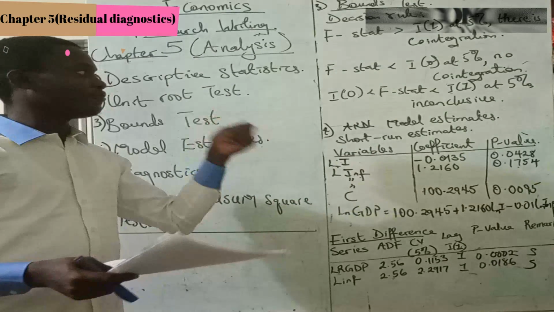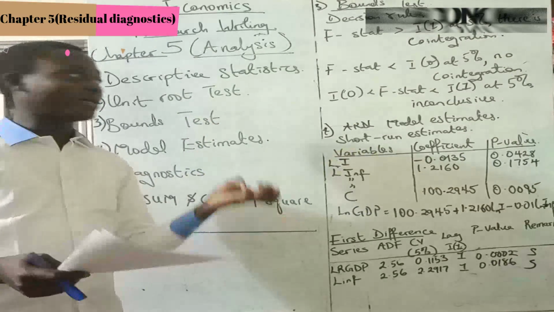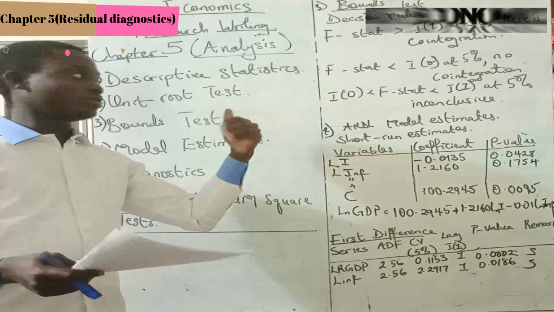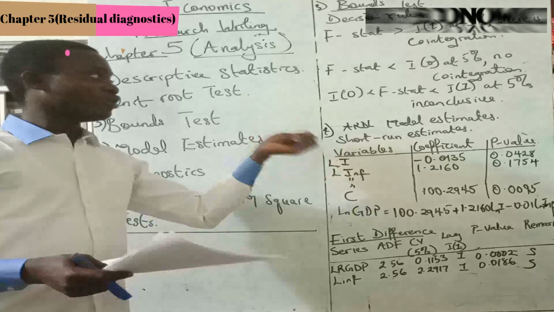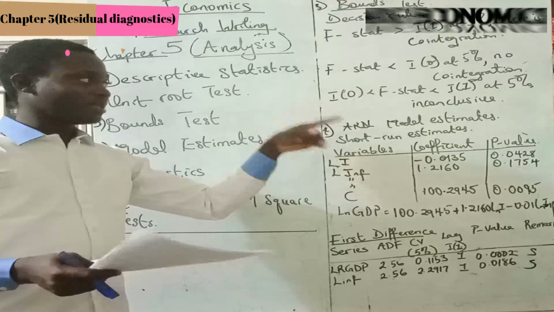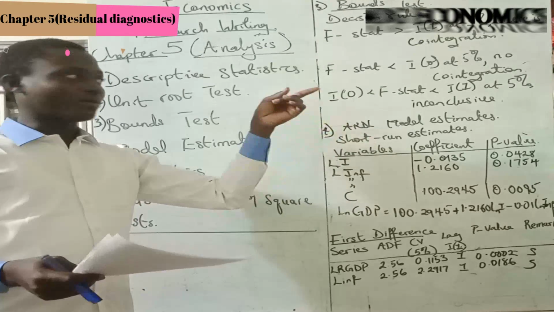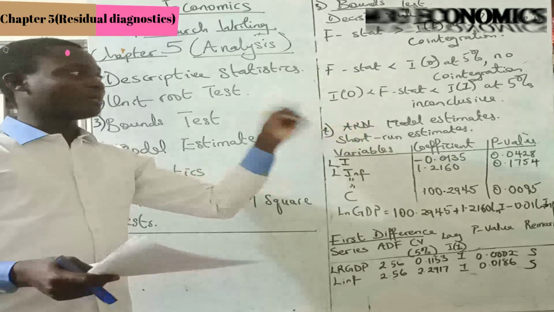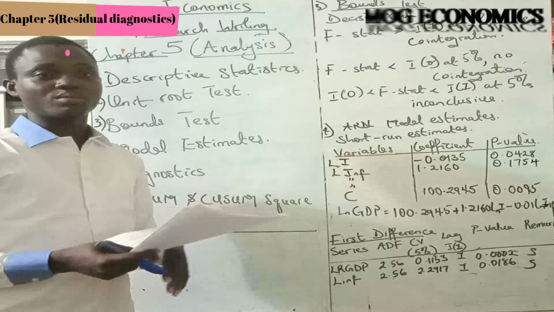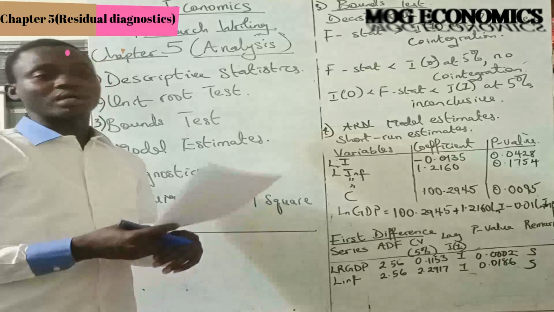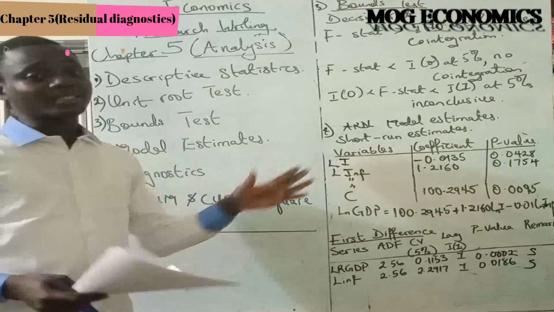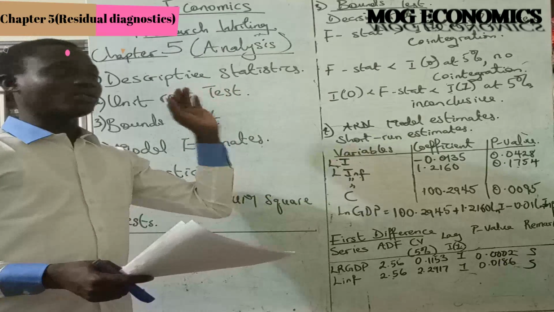Now, if your lower bound critical value at 5% is lesser than the F stat, and the F stat is lesser than the critical value of the upper bound at 5%, that means you have an inconclusive result. So you can't tell if there is a long-run relationship among the variables or not. So just understand this decision rule.